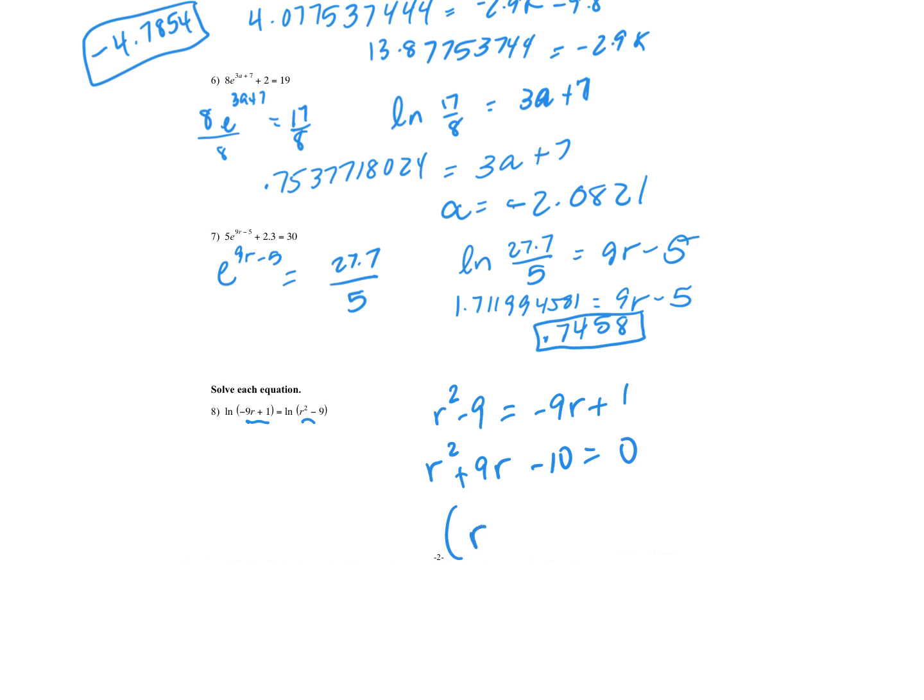And that would be r minus 1, r plus 10. So we would get that r equals 1 or negative 10, but then we have to put it into the equation. And when r equals 1, this would be negative 9 plus 1, which would be negative 8, so it can't be a 1. When it's negative 10, it does work, so that is the only answer we have here. Remember, they don't always work, so you have to plug them back in. Make sure they're not negative or 0 next to a log.